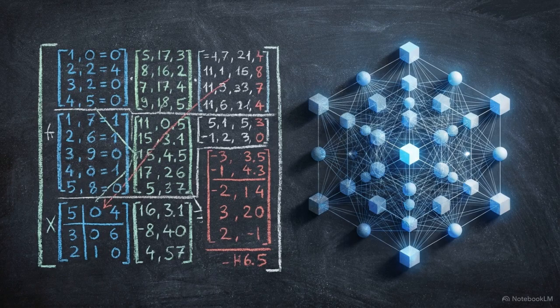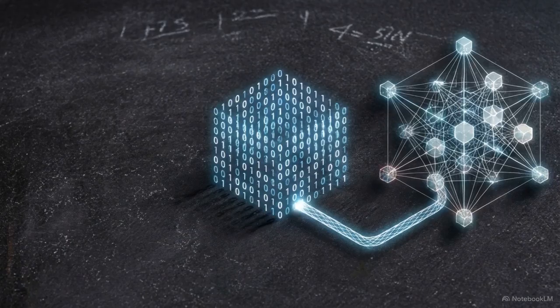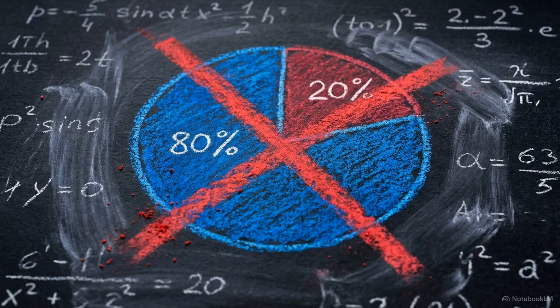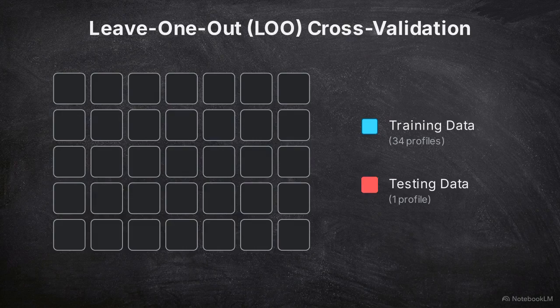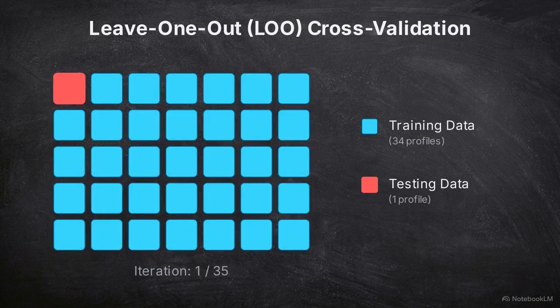With the data compressed, we move to the final machine learning phase, feeding the wavelet matrix into the input layer of the artificial neural network. Because the dataset is limited to exactly 35 proteins, standard training protocols, like an 80-20 split between training and testing data, are mathematically insufficient. This 35 profile grid illustrates leave one out cross-validation. The network uses 34 profiles to train its parameters, withholding exactly one to test its accuracy.